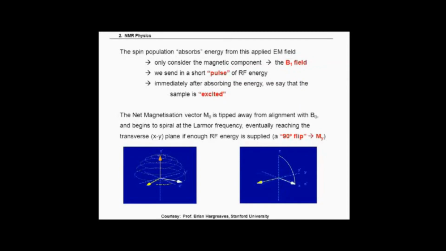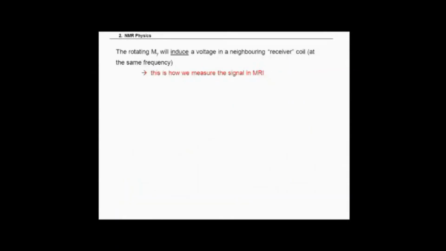In reality, it is actually precessing at the Larmor frequency within the XY plane. But what we've done is we've just supplied enough energy to affect a 90-degree rotation. So we call this a 90-degree flip. So it's a 90-degree pulse that we have applied to our sample in this particular instance.